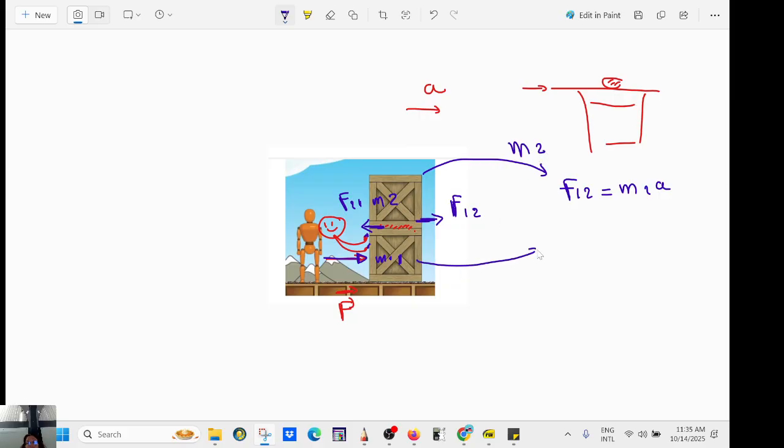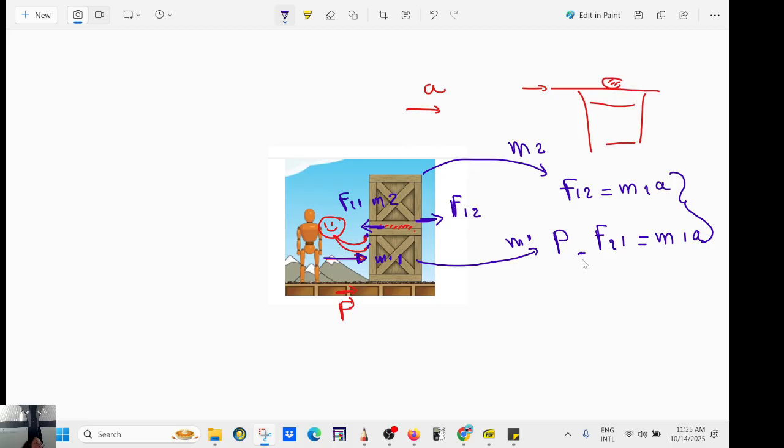If I focus on mass 1, I'm going to say the winner is the push minus the loser, F2 on 1, will be equal to M1A. So everything depends on the system you are focusing on.